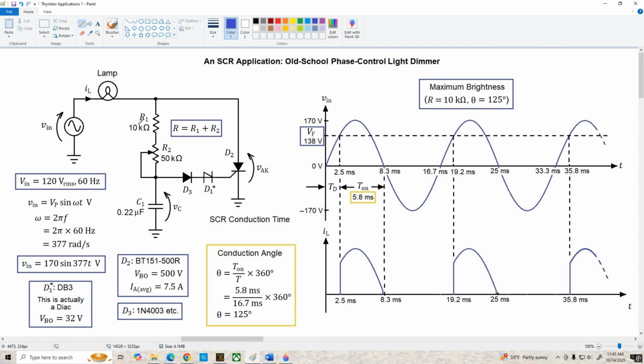Now, we need a minimum resistance that's not zero to limit the current flow into the gate of our SCR, and that's the function of R1. 10K ohms works pretty well in this application. It limits our gate current to something that's not going to harm the SCR.